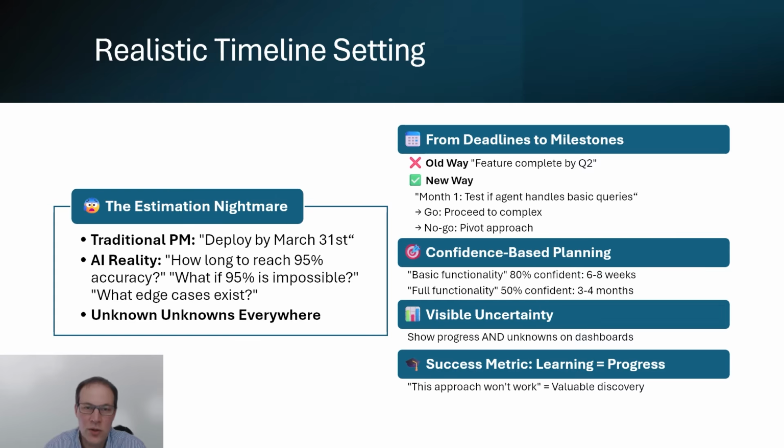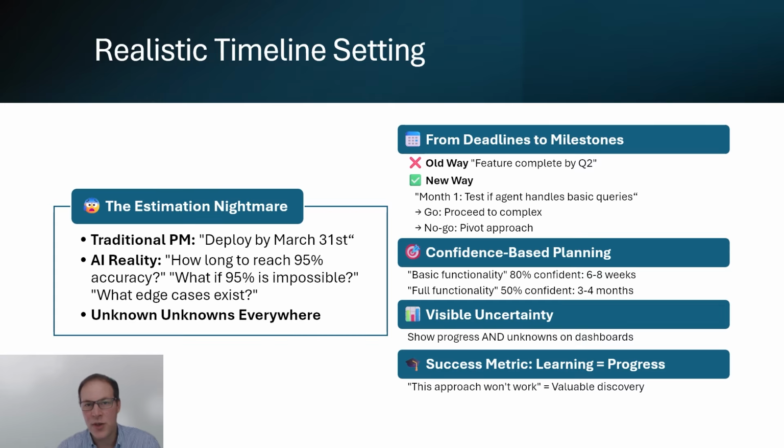With traditional projects, you were able to provide dates such as feature complete by February and deployment by March. With AI agents, how long does it take to achieve 95% accuracy? It's unclear. What if 95% accuracy is not even achievable with current technology? How do you estimate handling edge cases when you don't know all the edge cases?